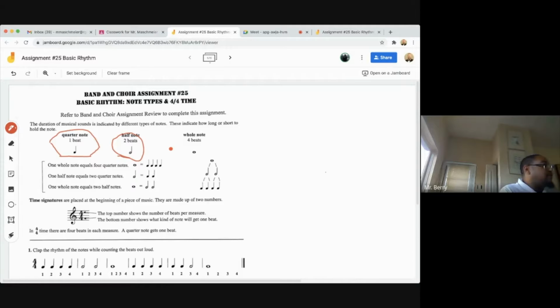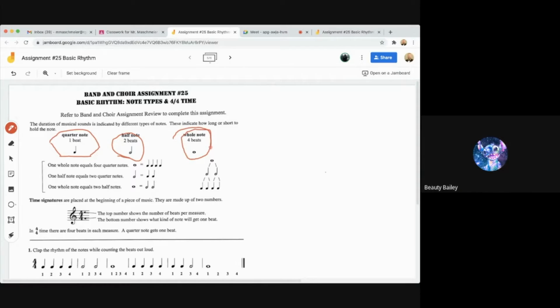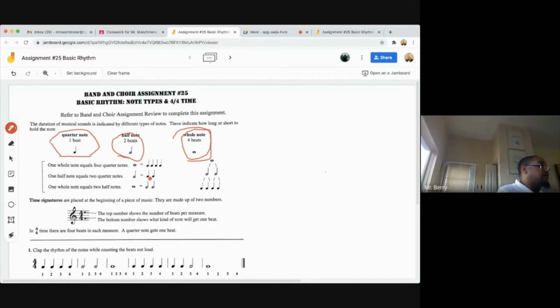And then the third note that we're going to be looking at is a whole note. Someone tell me how many beats a whole note is worth? 4 beats. Thank you. So a whole note just looks like a bubble that's not shaded in. And actually, we should be the most familiar with this note because we've seen this particular note in assignments 12, 14, 16, and 18.